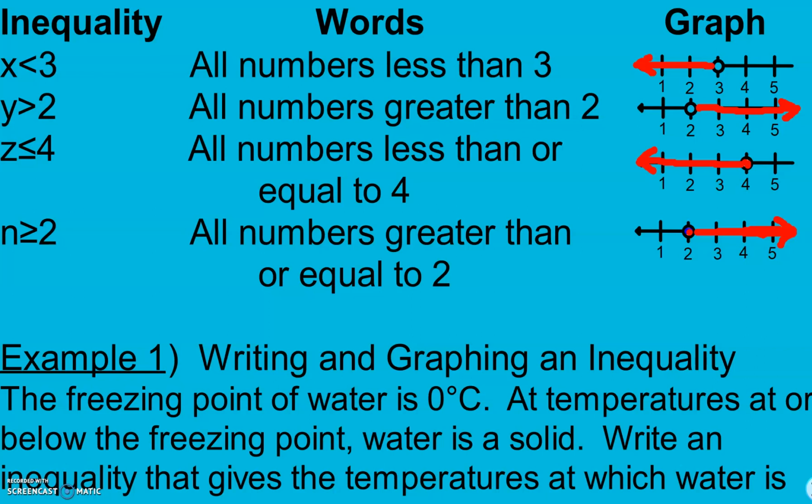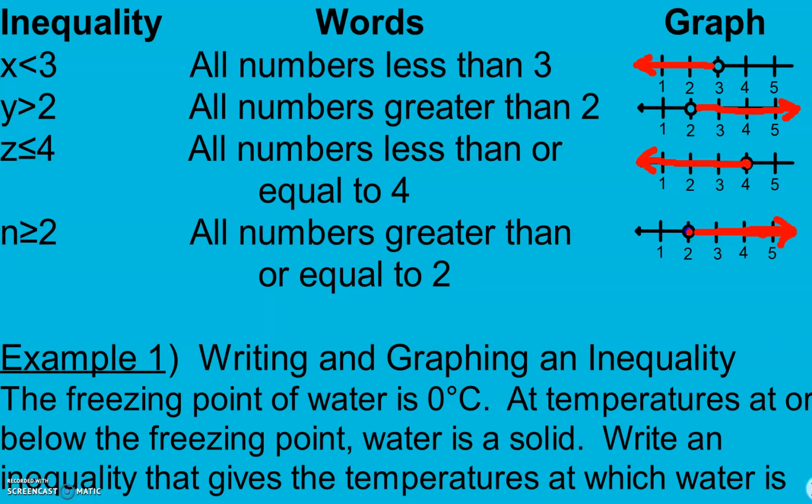Y is greater than 2. We can say all numbers greater than 2. And again, open circle at 2 because 2 isn't greater than 2, it just splits the graph. Everything to the right of 2, though, is greater than 2. 2.1, 3, 5, 7 million, okay? Everything in red there, and that's what that arrow indicates, is that it goes on forever in that direction. So eventually we would get up to that 7 million.